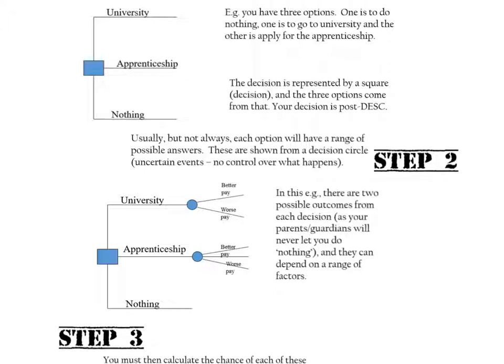But you've got outcomes here, and the outcomes are two different outcomes. You get better pay, you get worse pay. So there are two possible outcomes from each decision, and they can depend on a range of factors. Now we're not necessarily predicting what these factors will be. We are just simply speculating that from this decision of either going to university or doing an apprenticeship, there are two outcomes: better pay or worse pay.